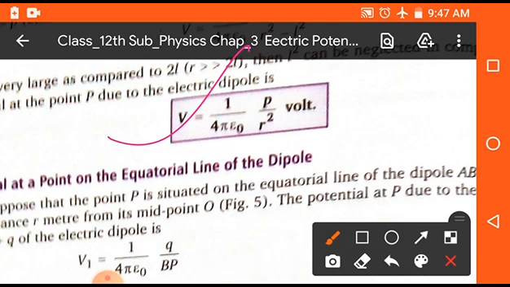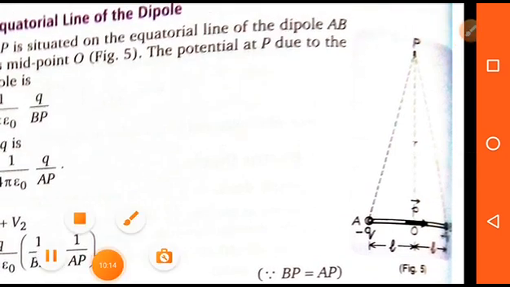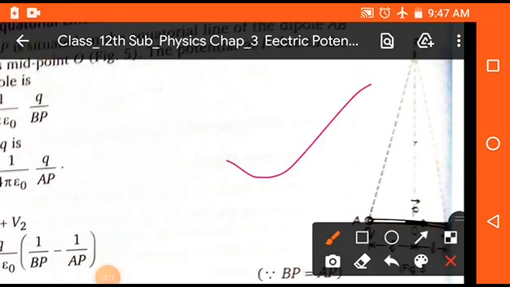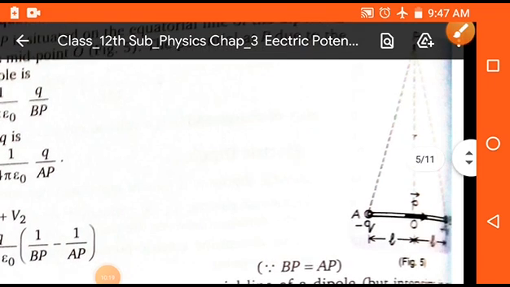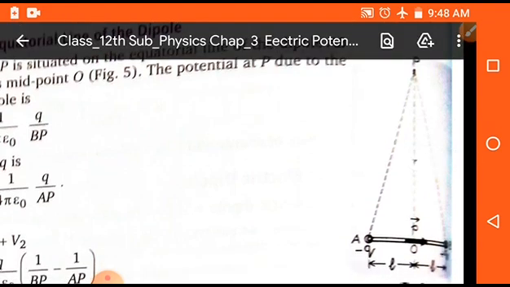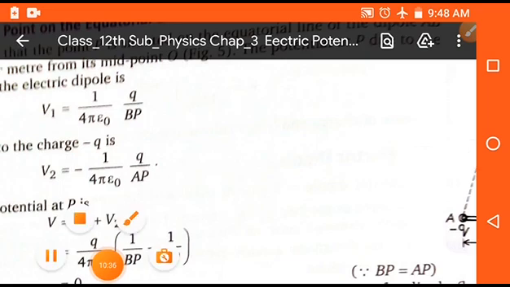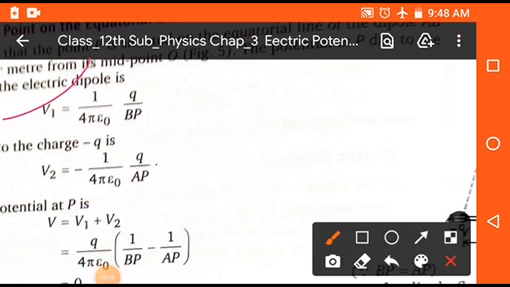Now the second condition is when the point is on the equatorial line of the dipole. In this case we take a diagram here, and there is a point P which is placed on the equatorial line of the electric dipole, and here we have to find the electric potential at point P due to both charges. According to the diagram, first of all we will find V1, and V1 is the electric potential due to plus q charge. So 1 upon 4 pi epsilon naught q upon the distance, and V2 is the electric potential due to minus q charge.